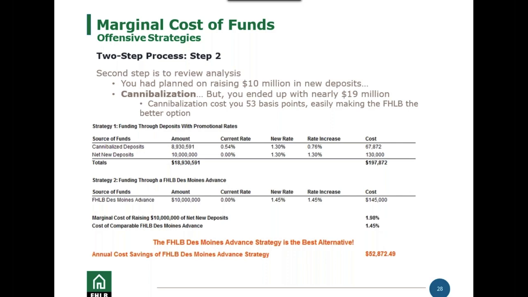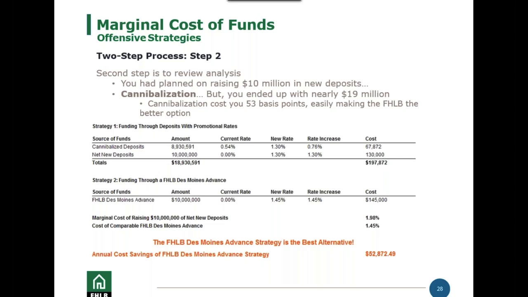You planned on raising $10 million in new deposits, but your cannibalization rate of 2% gave you an additional $8.9 million in deposits that were priced at 54 basis points. Now they're priced at 130, a rate increase of 76 basis points at a cost of $67,872. Net, if you compare the $10 million from your CDs to the $10 million of the Federal Home Loan Bank, you're going to be better off pure rate-wise using the new product.